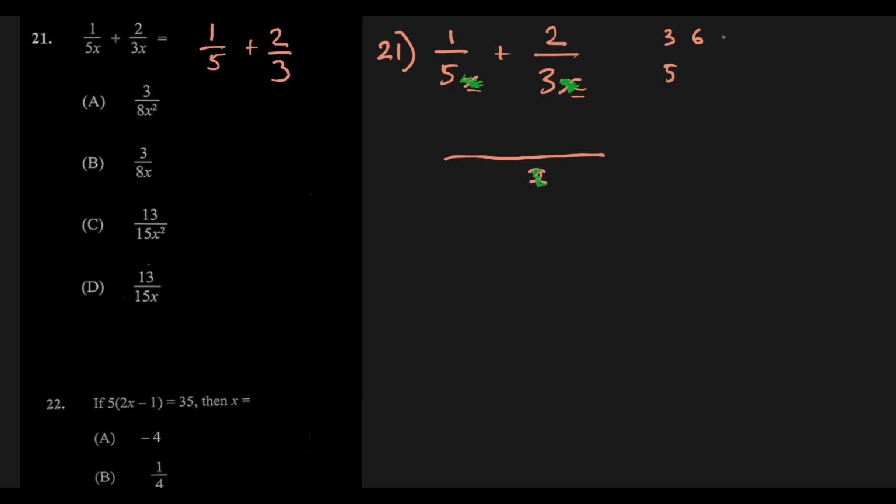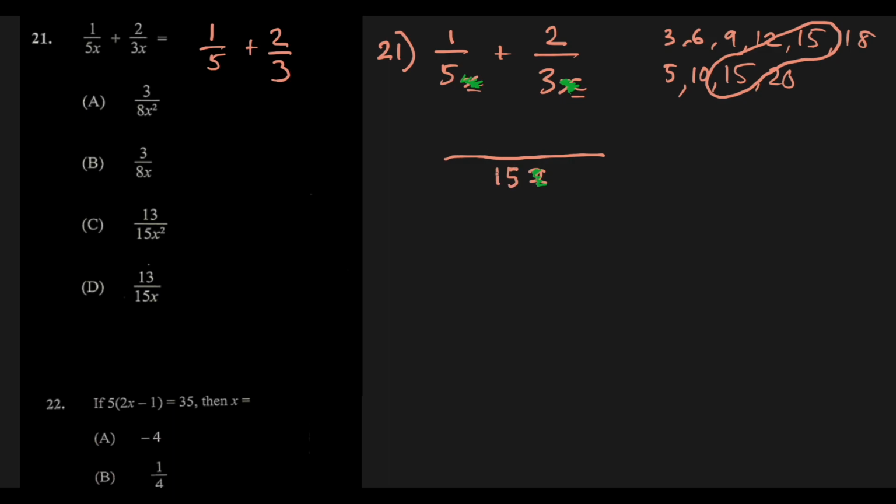So 3, we have 6. After 6, we would have 9, 12, 15, 18, and so forth. For this one, we'd have 5, 10, 15, 20, and so forth. The lowest common multiple that we have here would be 15. So the LCM here is 15.